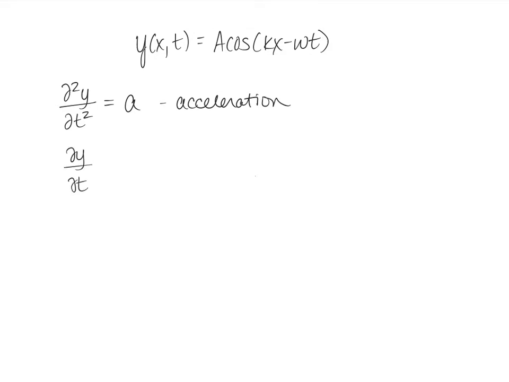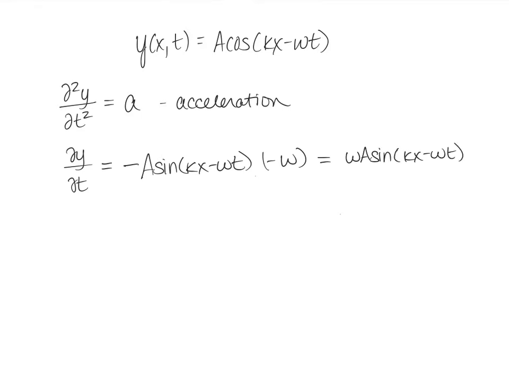Remember that we have to take the derivative twice. The partial derivative is just acknowledging that this function y also depends on another variable x. We're going to treat that x as a constant while we take the derivative with respect to time. So we first take the derivative of the cosine, which gives us minus the sine. Then we take the derivative of the argument of the sine, which is kx minus omega t, which is going to give us a minus omega. So our first derivative is omega a sine of kx minus omega t.